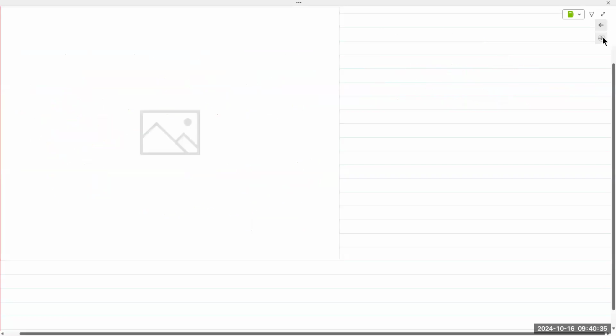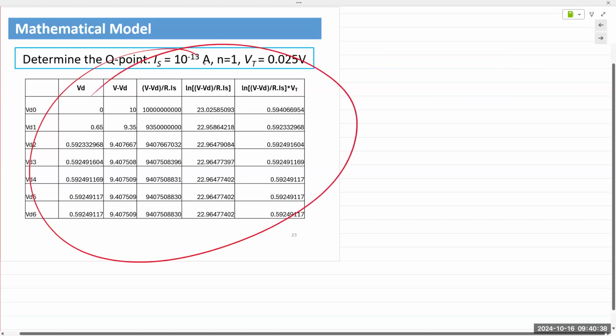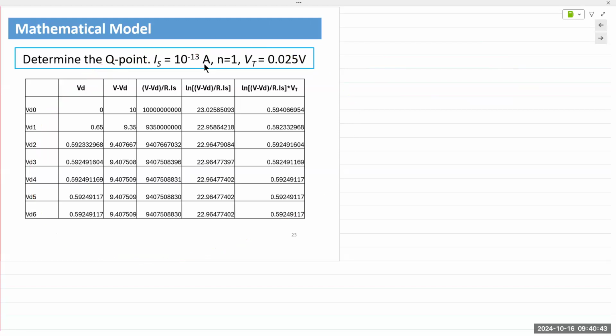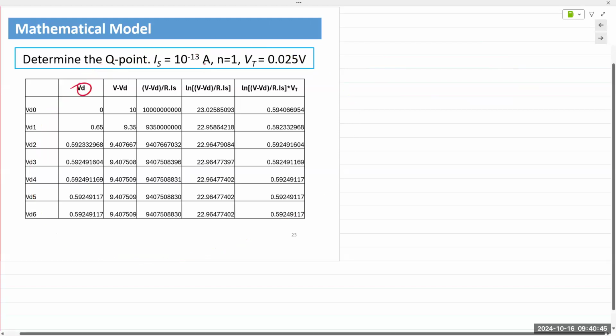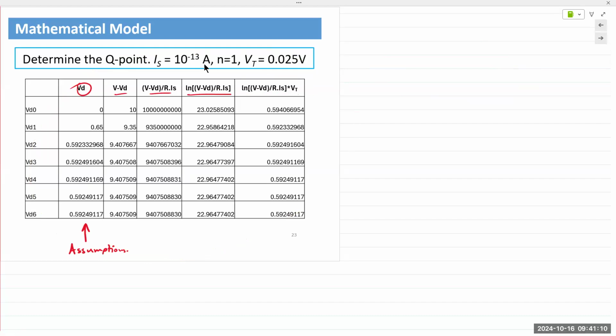So this is done in a spreadsheet in Microsoft Excel. You simply make assumptions. So these are my assumed values for VD. And then this is, of course, simply programming the equation in there. This is the final answer, obviously. This is the entire equation. VD is equal to VT times log of (B minus VD) divided by R times IS.